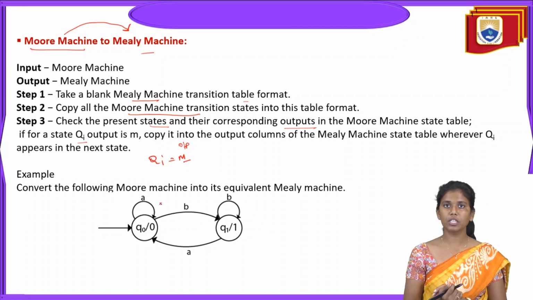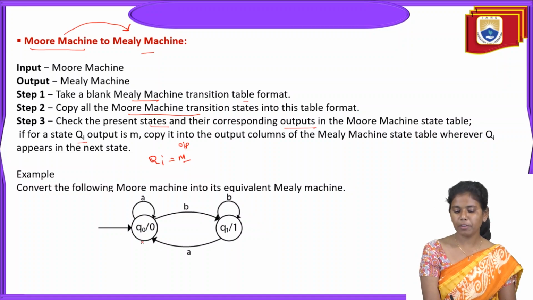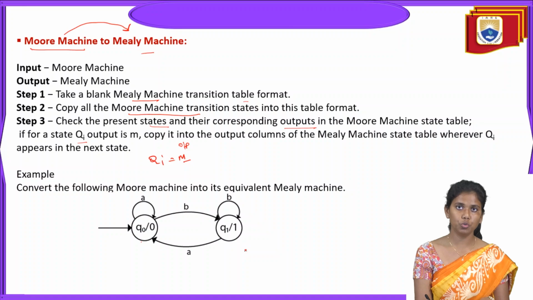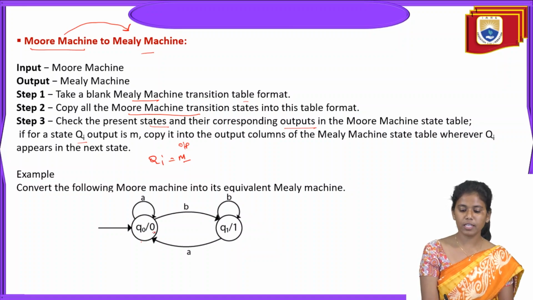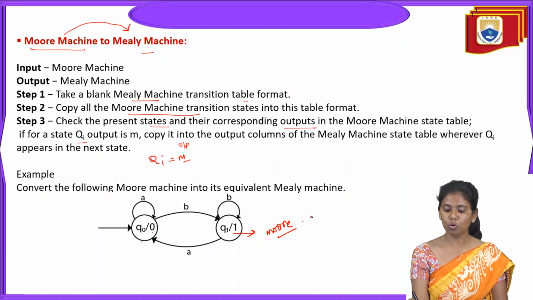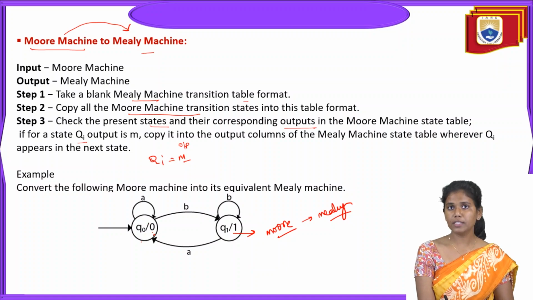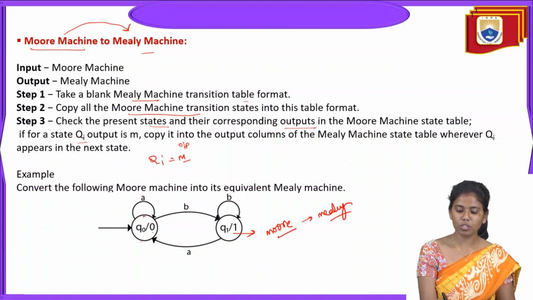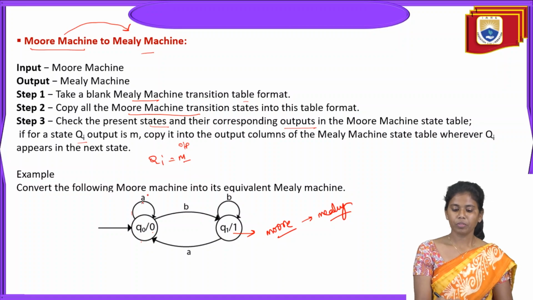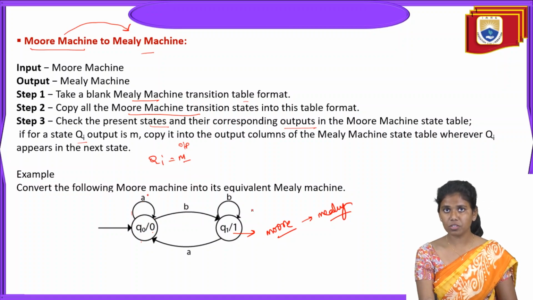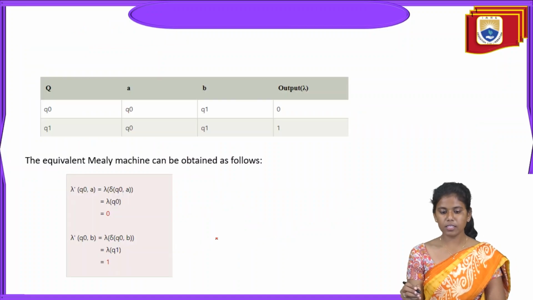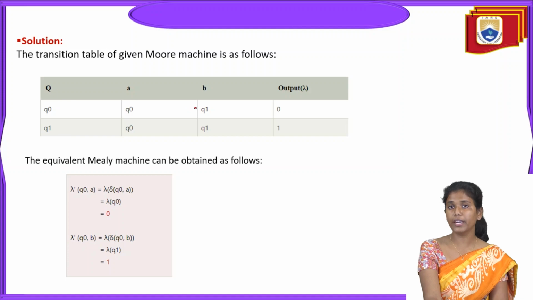Here is an example they have given: convert the following Moore machine into its equivalent Mealy machine. So how can we convert? Here we have Q0 and Q1, the two states with respect to the output. So these are the outputs. This sort of transition diagram we have seen in Moore. Now we are converting this Moore to Mealy. When the output is 0, the transition goes with respect to input A. If it is B, it takes its transition to Q1. So this is the Moore transition table.